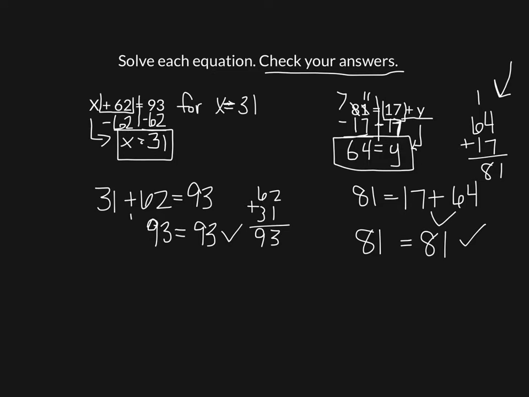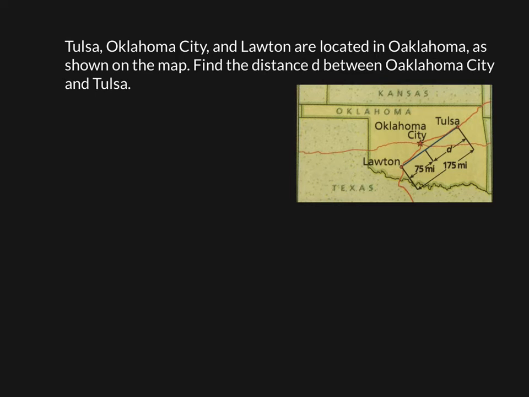All right, we have one word problem here. Tulsa, Oklahoma City, and Lawton are located in Oklahoma, as you can see on the map. Find the distance D, so we need to find this distance here between Oklahoma City and Tulsa. So here's what I see. I know how far it is from Lawton to Oklahoma City, and I know how far it is from Lawton all the way to Tulsa, but I need to find this missing piece.